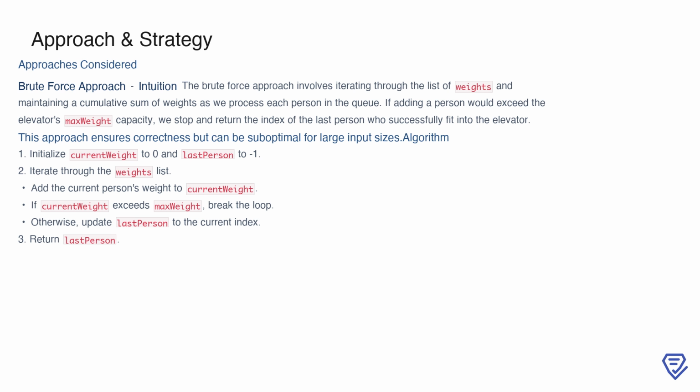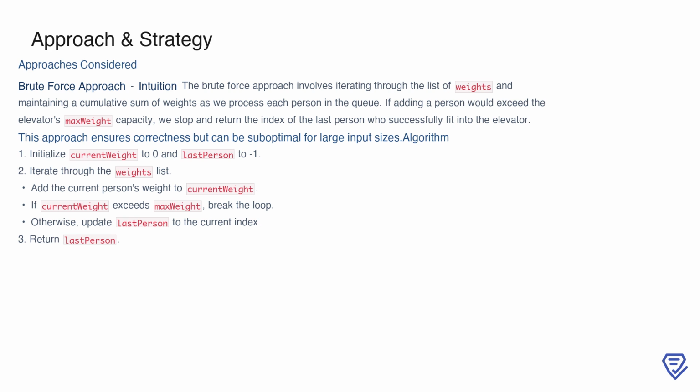When considering the brute force approach, the intuition is straightforward. We iterate through the list of weights and maintain a cumulative sum as we process each person in the queue. The goal is to track the weight being added to the elevator until we reach the maximum capacity. As soon as adding another person would exceed the elevator's maximum weight, we stop and return the index of the last person who successfully fit.